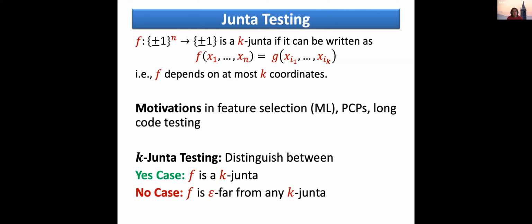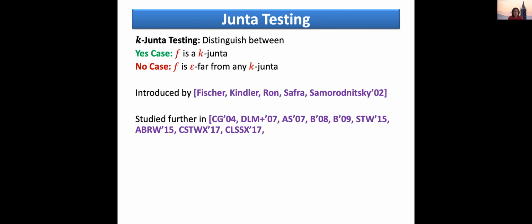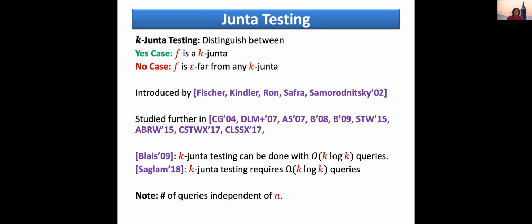So this is just applying the definition from the previous slide. We want to be able to distinguish the yes case when f is a k-Junta, and the no case when f is epsilon far from every k-Junta. This problem of k-Junta testing was first studied by Fischer et al., and it's been further studied by many people. The long story short is that we have tight upper and lower bounds for this problem.